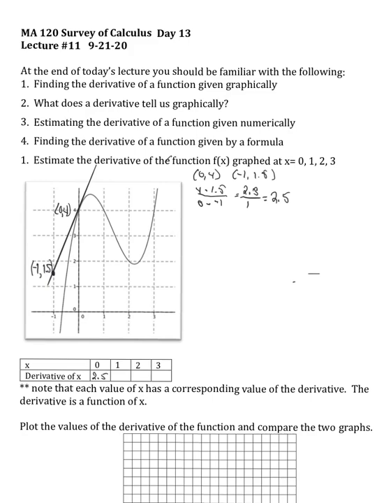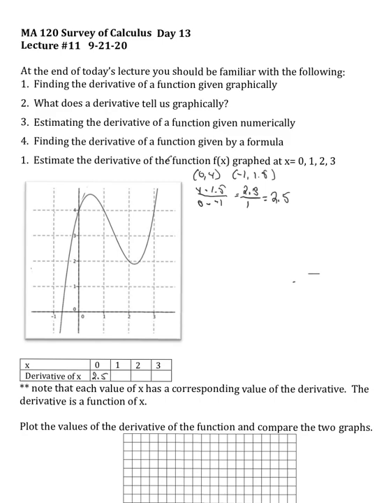Now I want to do the same thing, only when x is equal to 1. So I'm going to erase the tangent line that I have drawn here and the point that I chose, so that I have room to do the remaining problems. You will see on the notes online that I've given a different graph for each one of these so you could easily see them.